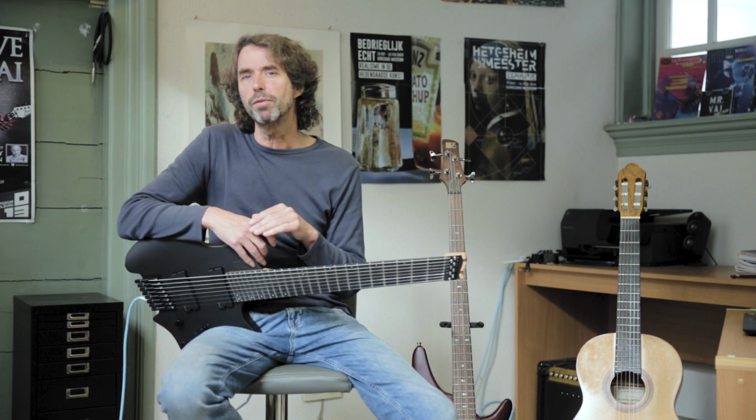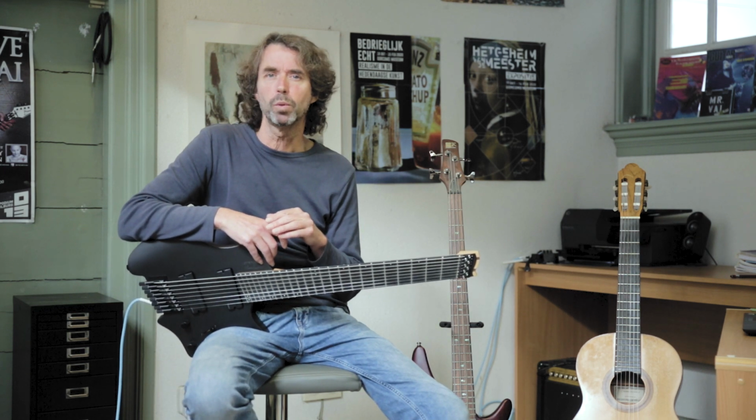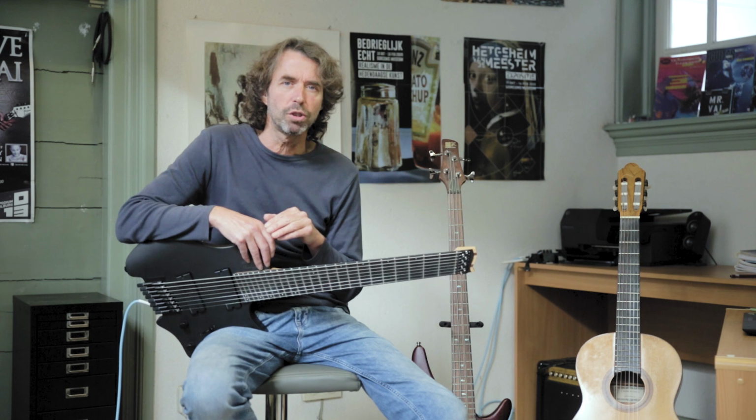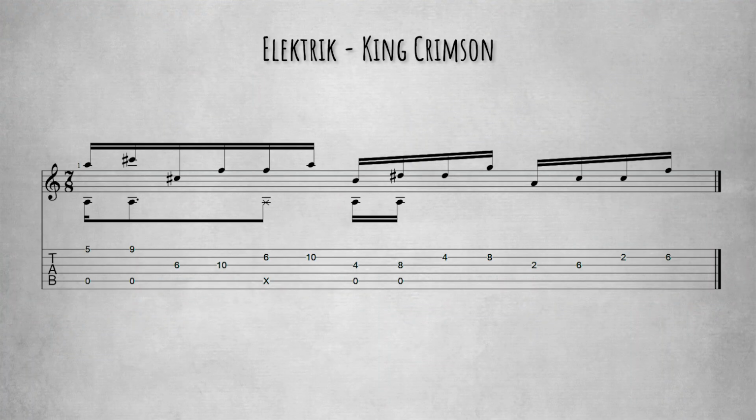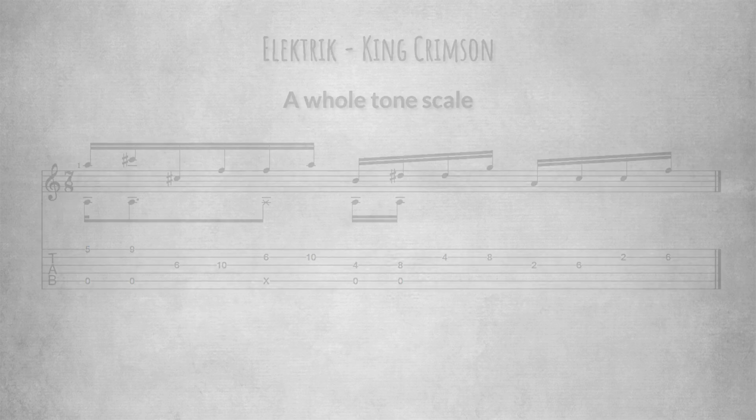And the last example of combining chords and intervals with the whole tone scale is the song "Elektrik" by King Crimson, where Robert Fripp is using large interval and chord shapes in a 7/8 meter. Now, the odd time signature intensifies the alien soundscape that is created by this whole tone scale.